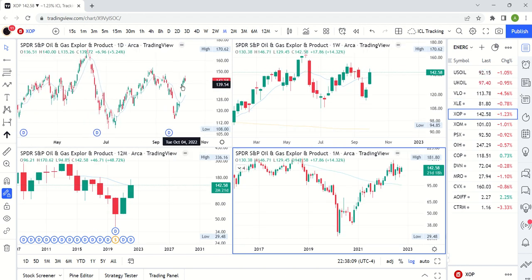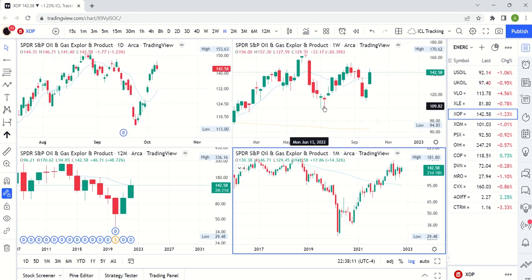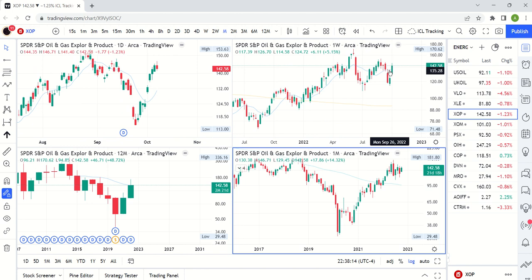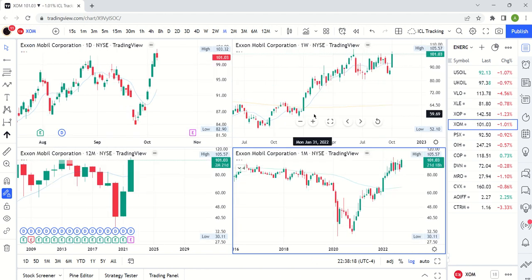And now XOP, the explorers, also did not make a new low. Same kind of idea, same pattern as XLE, it looks like. Same kind of thing with a bull flag.